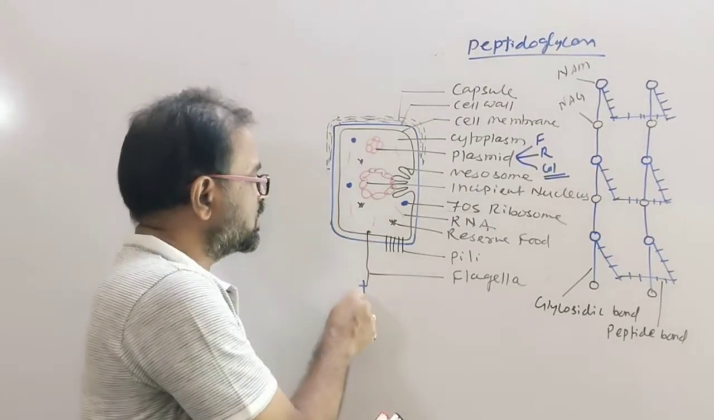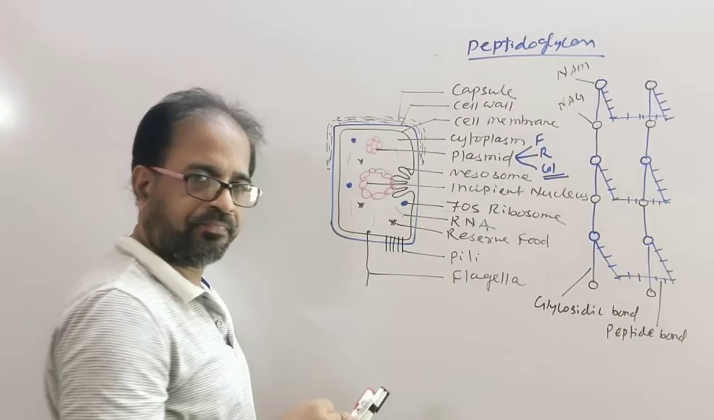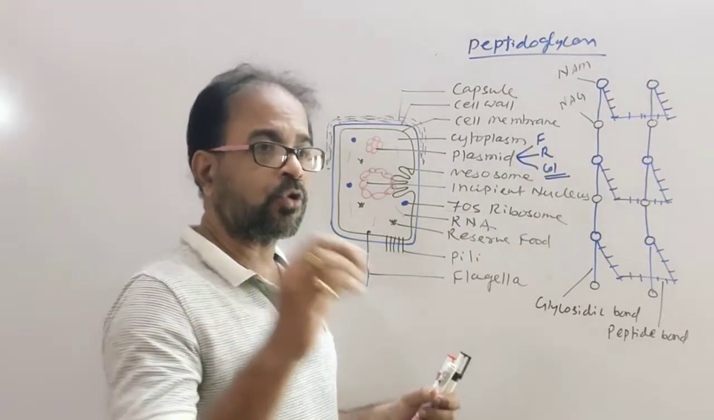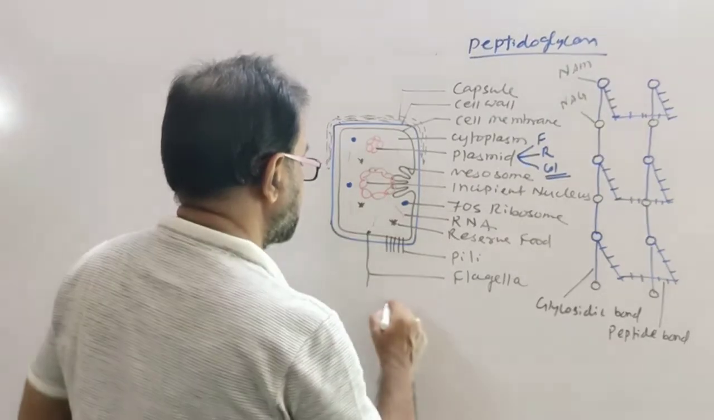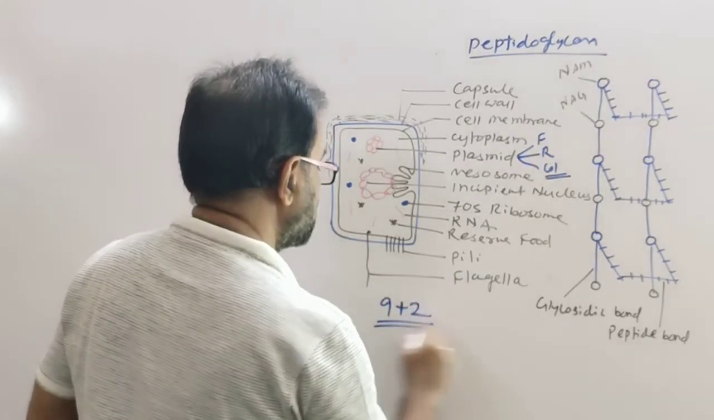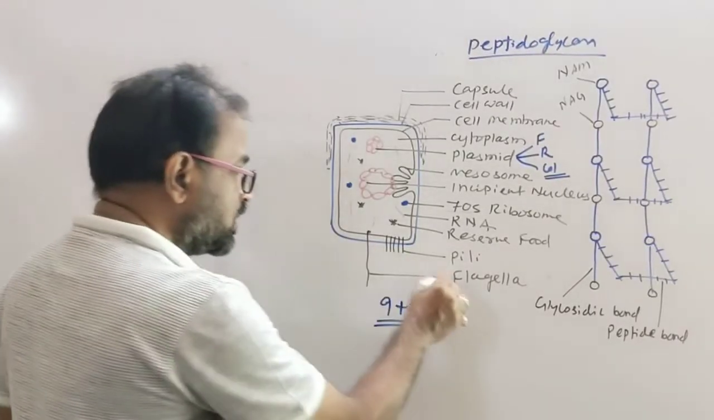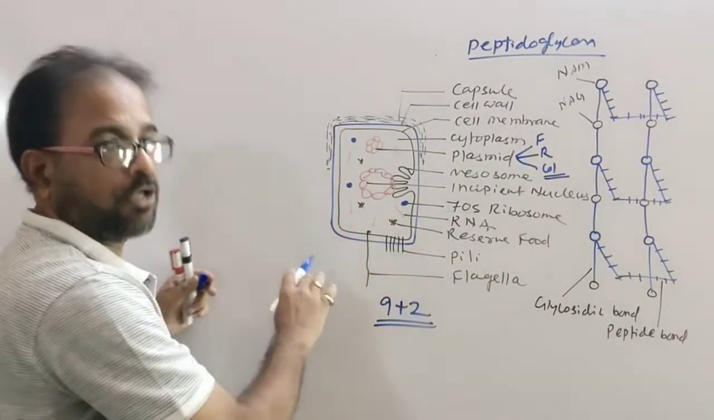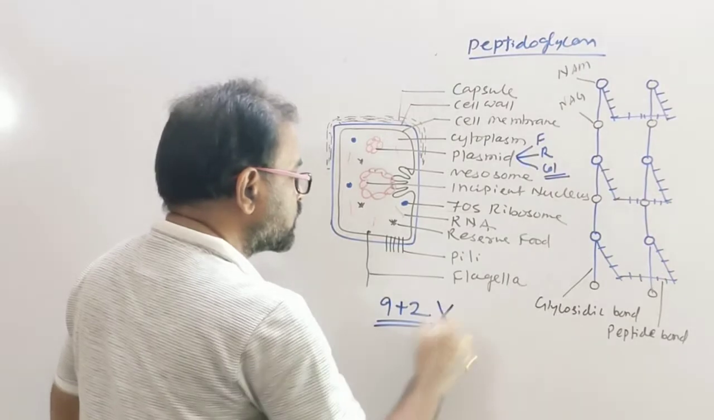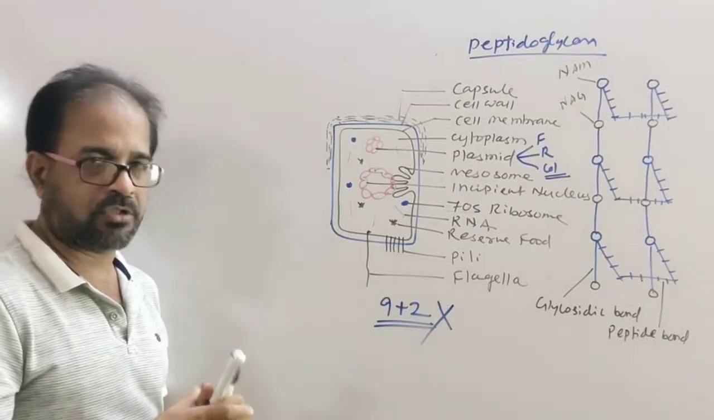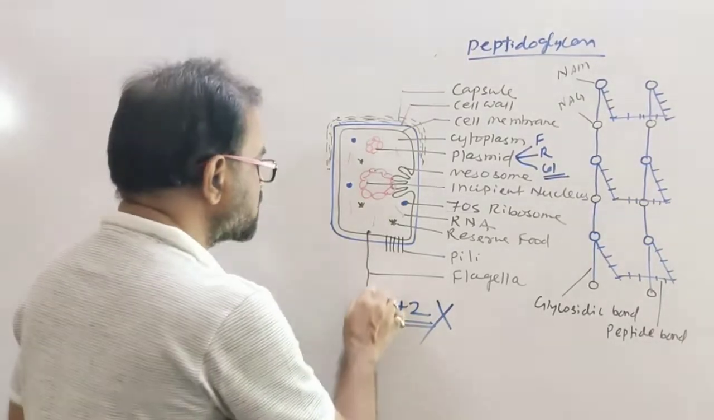The larger extensions are called flagella. In a eukaryotic cell, the flagella show a 9+2 arrangement. This is a special arrangement we will discuss in later classes. But in a prokaryotic cell, in bacteria, the flagella do not show the 9+2 arrangement of microtubules. The flagella help in locomotion.